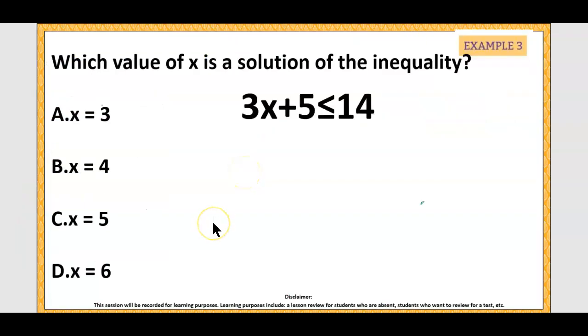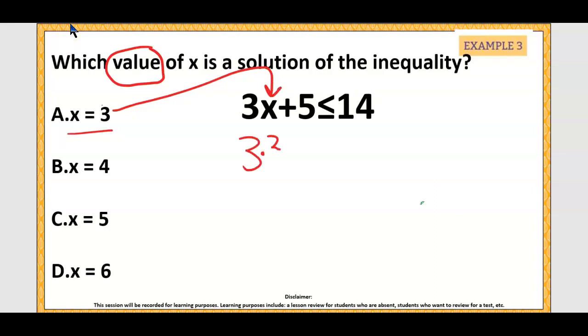And we're going to skip down to this one. Which value of x is a solution of the inequality? So here, which value? I didn't change this question, so there's only one answer. So let's plug in a 3 for x. Put a 3 in here. So that would be 3 times 3. See what I just did there? All I did is I put this here, here.